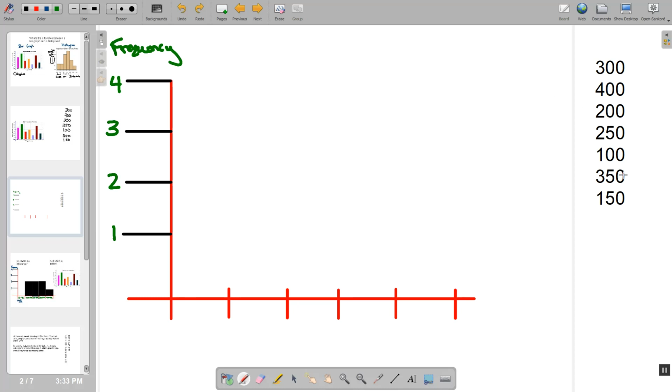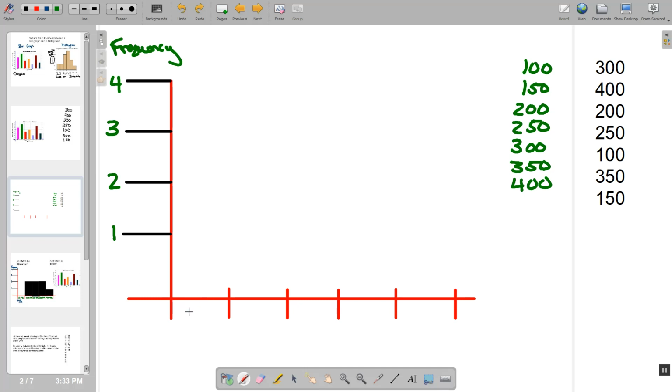I'm going to write these out in order to help us get a better idea of what our gaps should be. So it goes 100, 150, 200, 250, 300, 350, 400. And there are 7 pieces of data here. And we notice that each of these jumps by 50. So we could make each of the intervals between 50 as an amount. We also could do roughly 100.